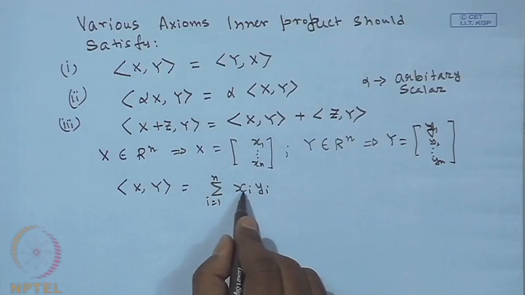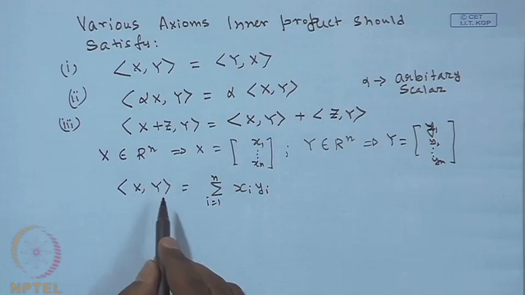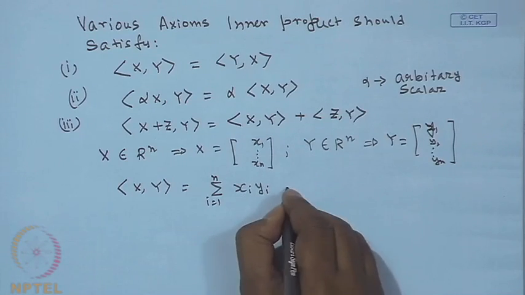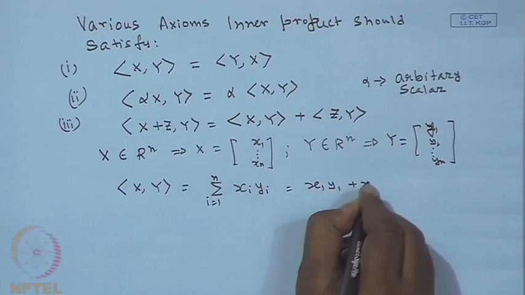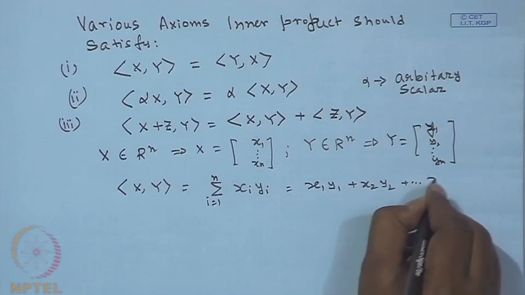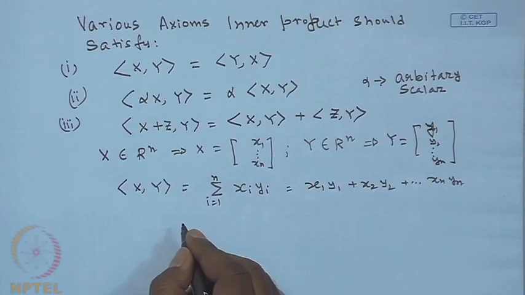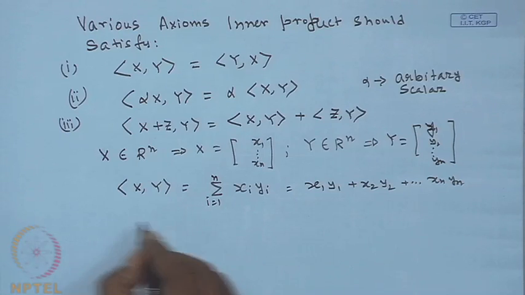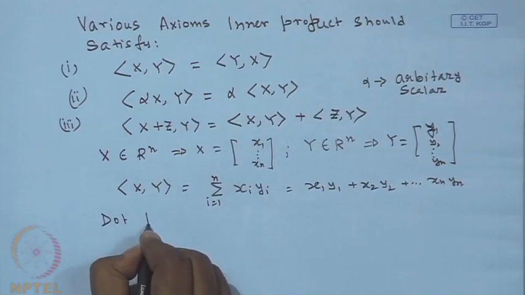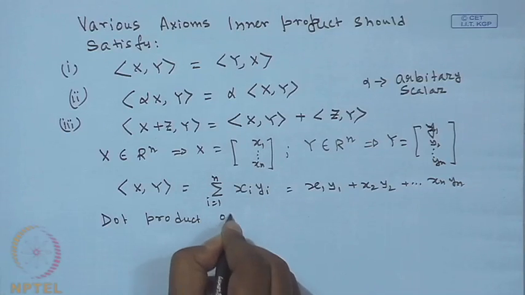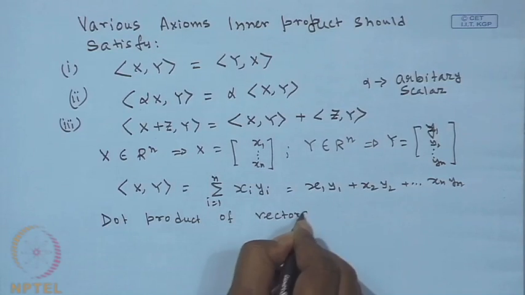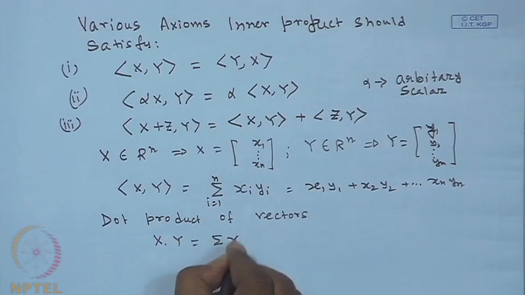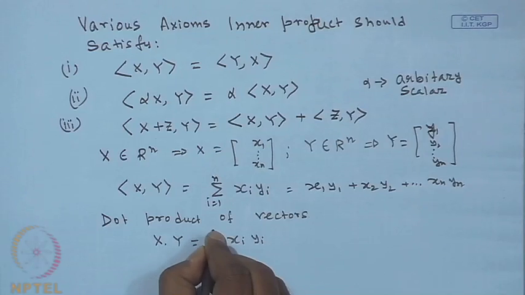You multiply the corresponding elements of the two vectors x and y, and then sum them up for all the elements. So, it will be nothing but x1 y1 plus x2 y2 up to xn yn. Okay. So, this is nothing but the dot product of two vectors x and y. So, what is the dot product of x and y? This will be nothing but summation xi yi.